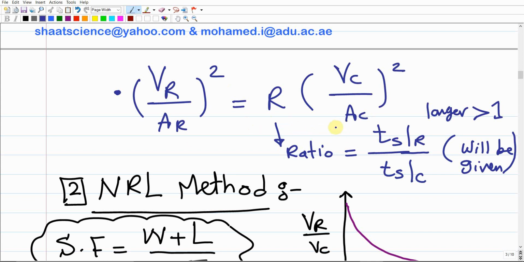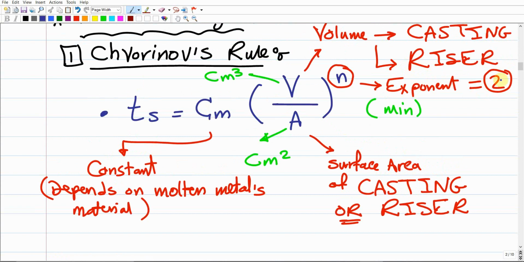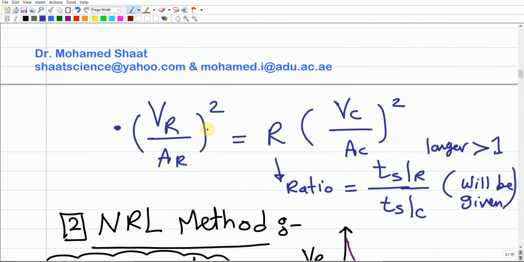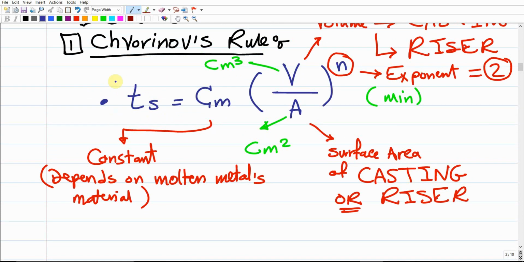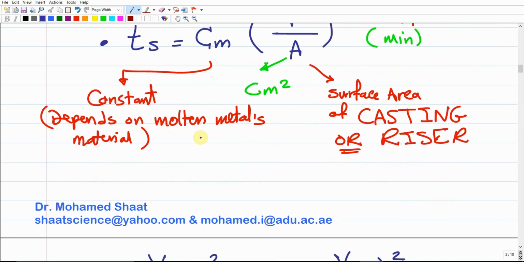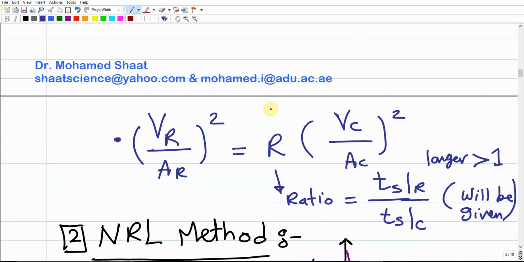And so according to Chvorinov's method, this VR over AR, where R stands for the riser, so this is the volume of the riser over the surface area of the riser, squared, because we said we're going to consider this exponent as 2, is going to equal the ratio of the solidification time of the riser to the casting times VC over AC squared. It means that this expression has been derived from this relation. Simply, if you calculate the solidification time of the riser, it is the volume of the riser and the surface area of the riser, and for the casting, the volume and surface area of the casting. And you should understand that Cm for both the riser and the casting is the same, because both will be filled with the same molten metal, so Cm will be constant. Then if you divide the solidification time of the riser by the solidification time of the casting, we end up with this expression.